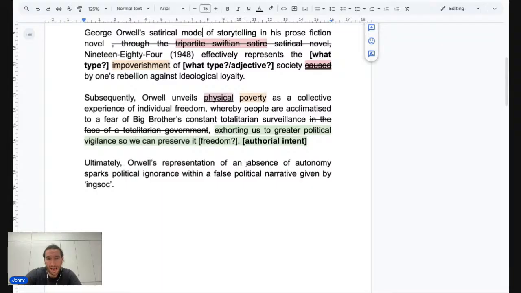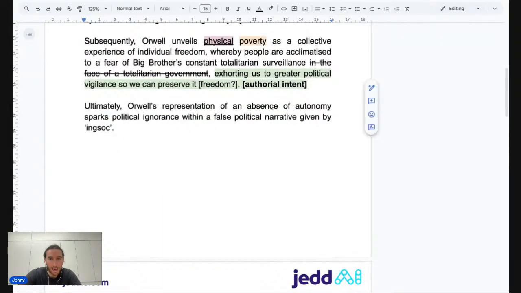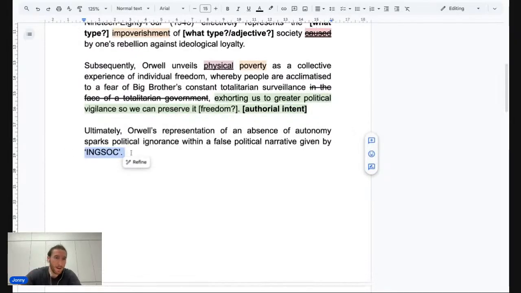Ultimately, Orwell's representation of an absence of autonomy, an absence of autonomy, sure, sparks political ignorance within a false political narrative given by Ingsoc. And like the Ingsoc end in it's a little bit anticlimactic, because it's such a specific textual reference, and it's like, that's your big finisher for your introduction. So referencing Ingsoc with a false political narrative, that's a good textual reference, what we were just talking about. If that's the big ideology you want to talk about, that's great, include it, but I wouldn't necessarily end your whole thesis with it as if everything leads up to Ingsoc, okay? Because that's so specific, I wouldn't finish with that word.